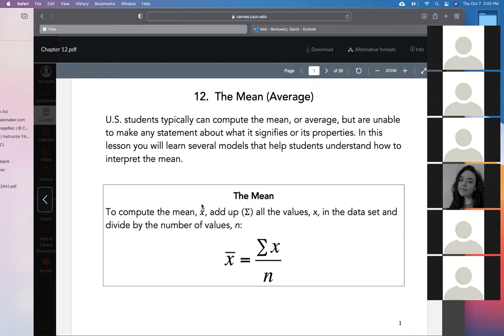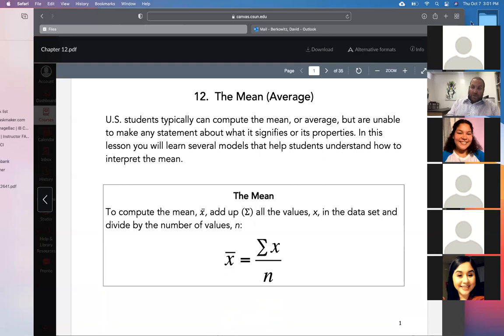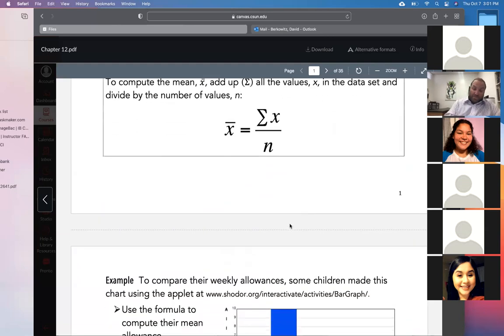To compute the mean, X bar, add up, and that's the Greek symbol sigma, all the values X in the data set and divide by the number of values N. So X bar is equal to the sum of all of your X's divided by N, the number in your data set. That is the definition of X bar, the mean. Technically, it's called the arithmetic mean versus something else called the geometric mean, which we're not going to worry about, but I would be remiss if I didn't mention that there are other means out there.